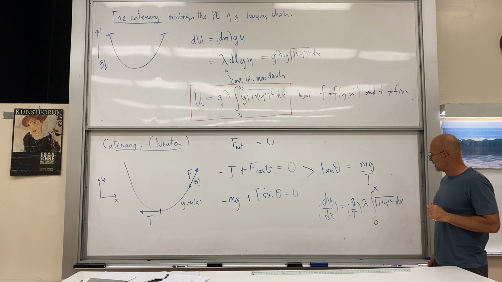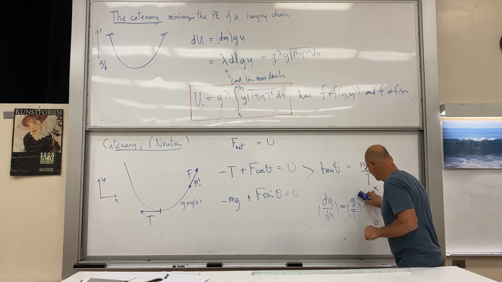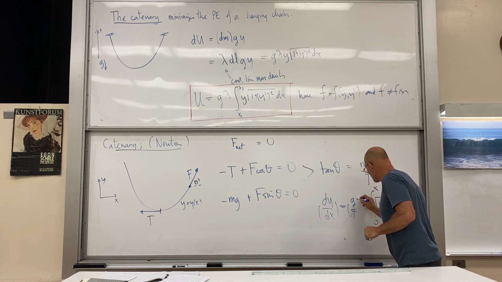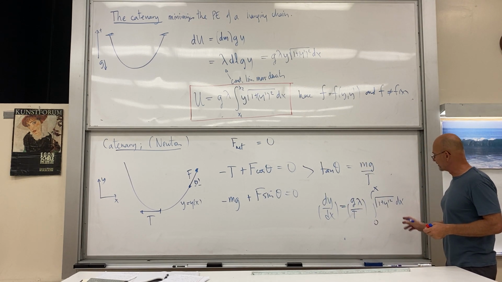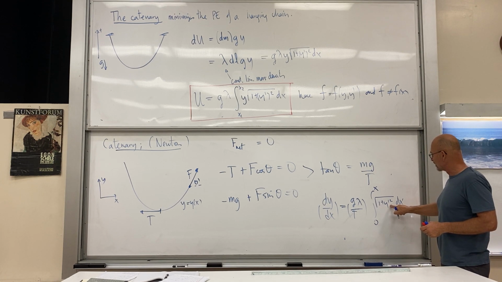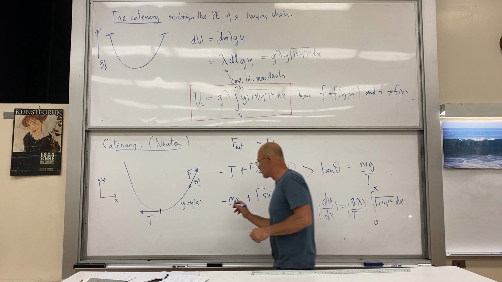And let's just make this a little nicer. This g lambda over T is just one constant. We can just give it any name we want. It's a constant, it's outside of the thing. There's our unknown function. So this is also the homework problem.